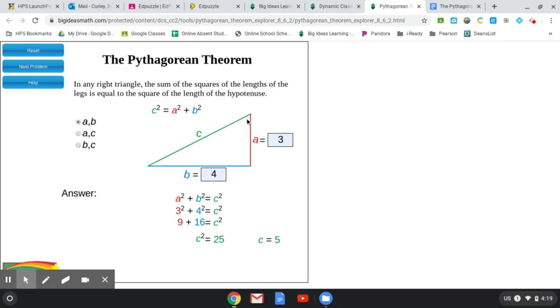Pay close attention. That C, or the hypotenuse, is always the longest side. Is 5 longer than 3 and 4? Most certainly, so you know you've done it correctly. Let's look at another example.